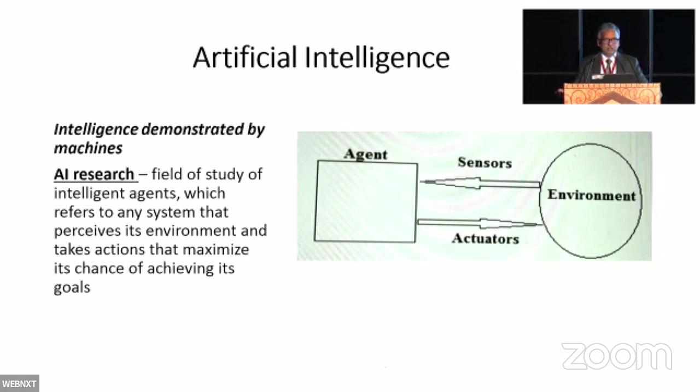Now, let us try to understand what artificial intelligence is, because we as doctors are not really conversant with these things. So any intelligence that is outside humans and animals is artificial intelligence. So basically, intelligence demonstrated by machines is AI. And AI research is a field of study of intelligent agents, which refer to any systems that perceive their environment and take action to maximize their chance of achieving their goals.